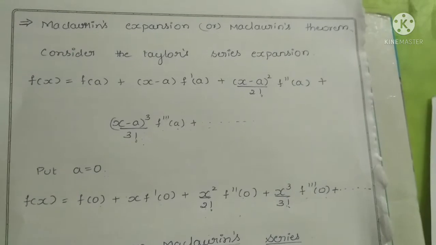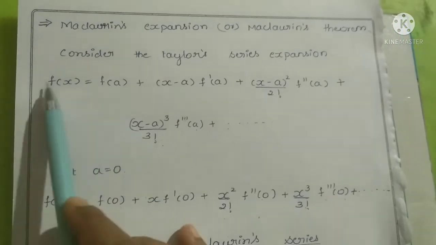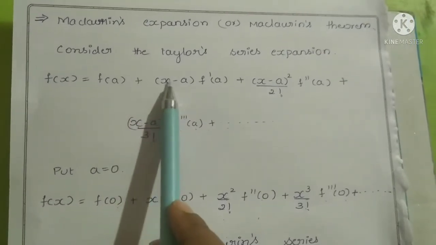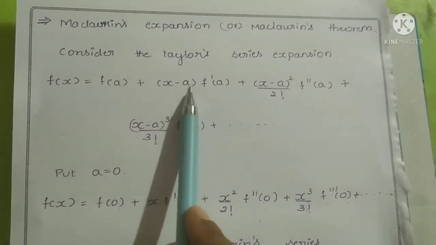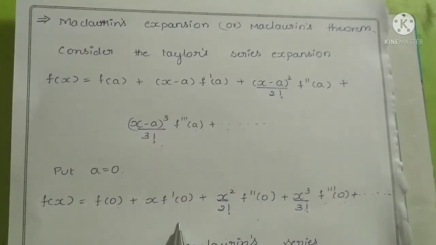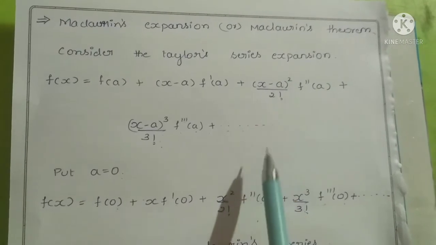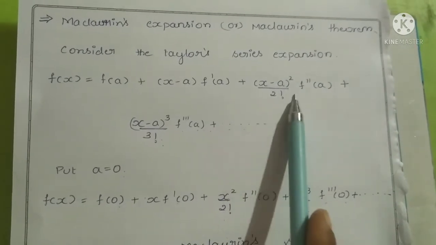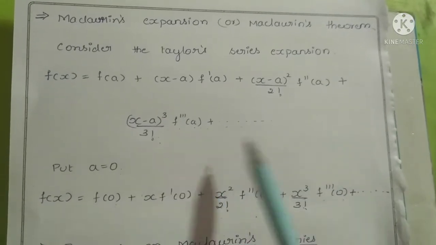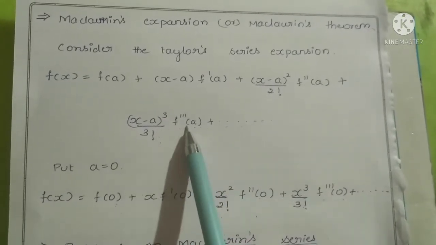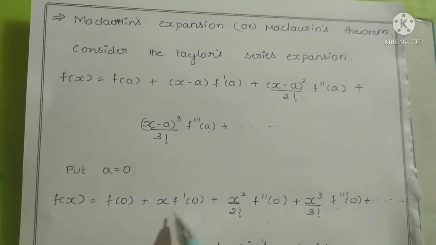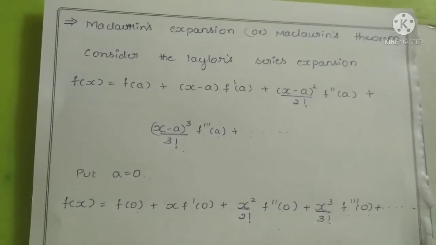Now in this Taylor series expansion, if you substitute the value of a as 0, you'll get an equation as f of x equals f of 0. Here x minus a becomes x minus 0, that is x. F dash of a becomes f dash of 0, plus x minus 0 whole square is x square by 2 factorial into f double dash of 0, plus x minus 0 whole cube is x cube by 3 factorial into f triple dash of 0 and so on. Now based on this formula, let us solve few examples.